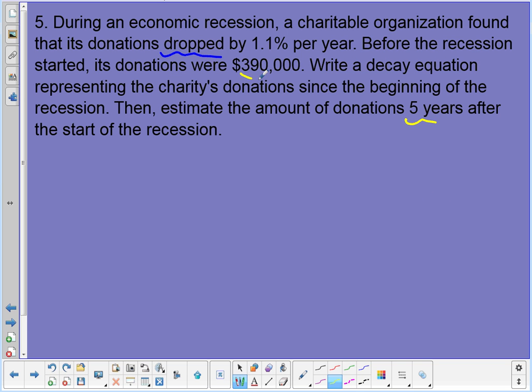Okay, so I know that this is decay because it says dropped. My 390,000 is my starting amount. I didn't mean to write that again. I meant to write C. That's my starting amount. And then 1.1% is my decay rate.